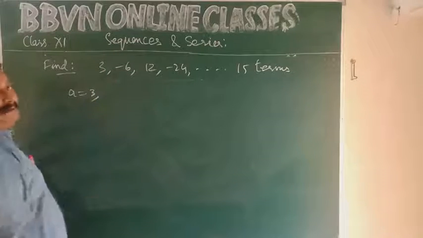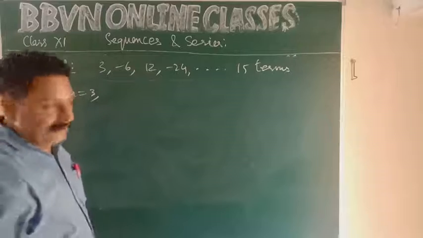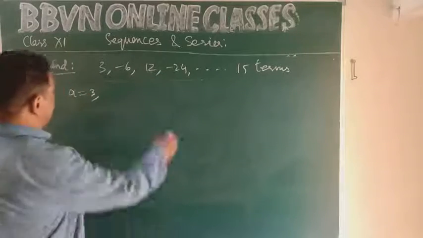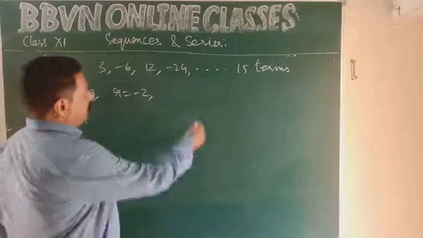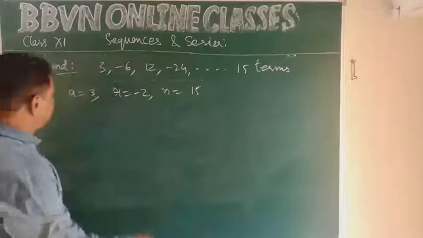Minus 6 divided by 3, minus 2. 12 divided by minus 6, minus 2. Minus 24 divided by 12, minus 2. Common ratio is minus 2. r is equal to minus 2. So obviously it's a GP. Number of terms n is equal to 15.